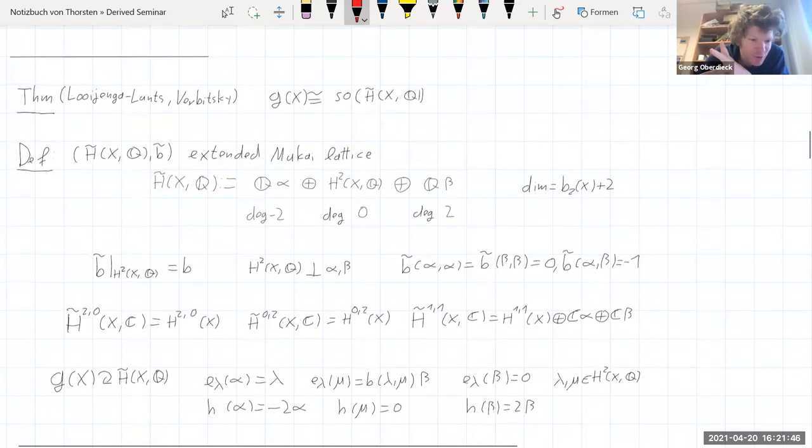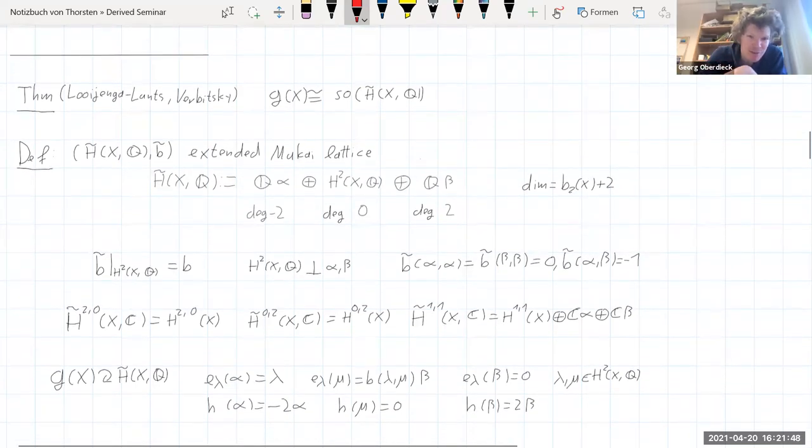Can I ask a question? Why is it called the extended Mukai lattice? Why don't you just call it the Mukai lattice? Maybe it's a stupid question.